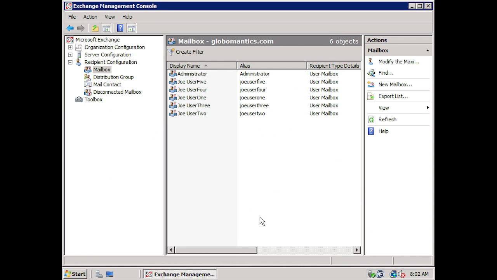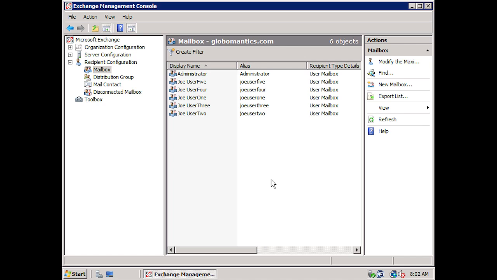Okay, so for starters, we're looking at our Exchange 2007 server. Now you might be wondering, well, how do we know? It looks the same as Exchange 2010. Well, you'll note the little icon. That's how you'll know that we're working on the 2007 server, because the other one is orange, and you'll see that when we go back over to the other server.